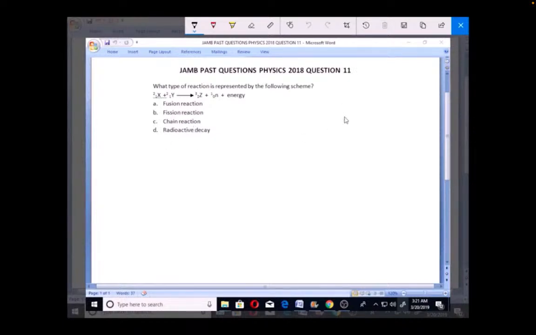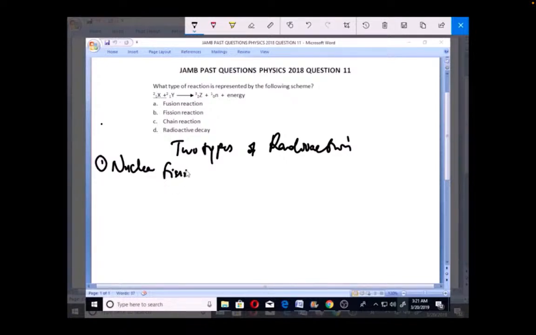So how do we go about solving this? For us to be able to handle this well, we have to note that there are two types of radioactive reaction. Number one, we have what we call nuclear fission, and number two, we have what we call nuclear fusion. See the two names, fission and fusion.